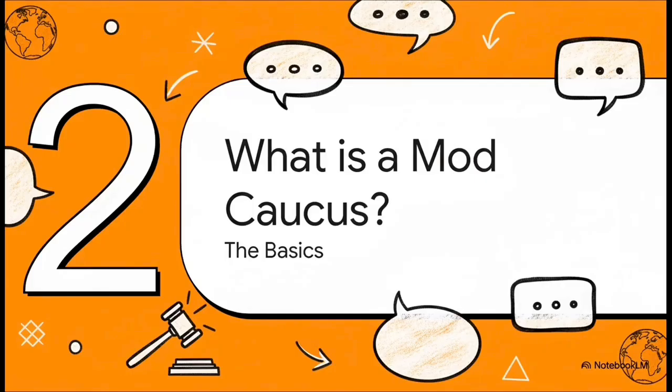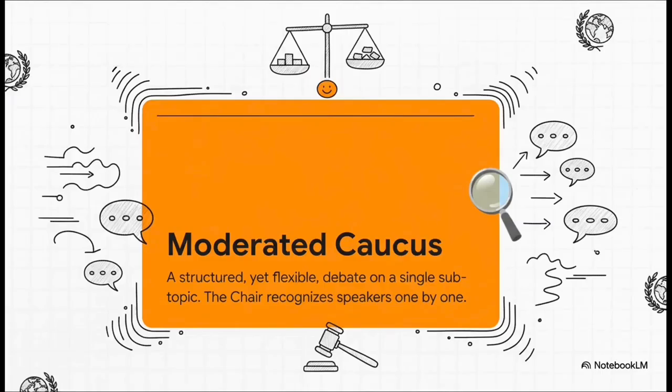Okay, so we know why it's so powerful. Now let's get down to the nitty-gritty. What exactly is a moderated caucus? All right, here's the textbook definition, but let's break it down. It's basically a structured debate on one and only one subtopic. The chair keeps things orderly by calling on speakers, but it's way more flexible and fast-paced than a normal speech.